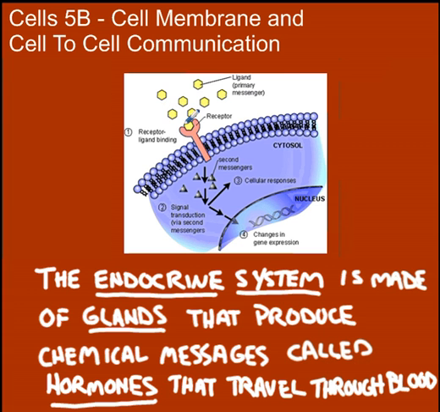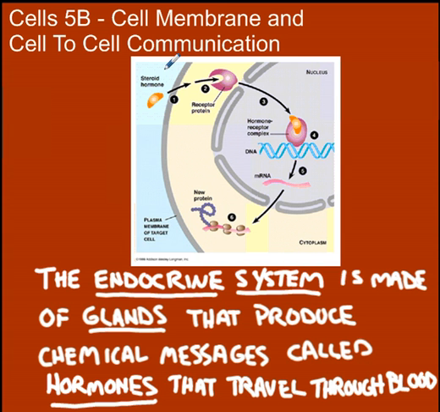Here we can see how the cell gets affected by the hormone. The hormone attaches to the receptor molecule. This causes other chemical reactions to happen through the cytoplasm, and a change is made in the nucleus, in the DNA, and it changes the way a gene is expressed. A gene can be turned on or turned off, and this is going to affect how the cell behaves.